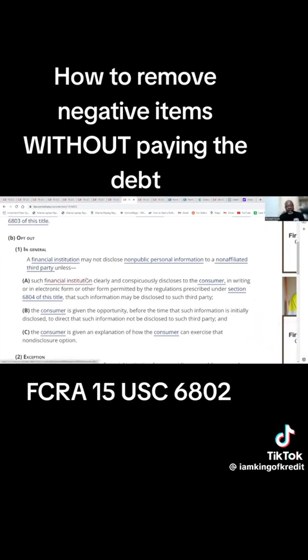A, such financial institution clearly and conspicuously discloses to the consumer in writing or electronic form or other form permitted in regulations prescribed in Section 6804 of this title, that such information not will be disclosed, right? Not will be disclosed, but may be disclosed to such third party. Not will be, but may be. And that's the key there. So not that they will, but that they may be.